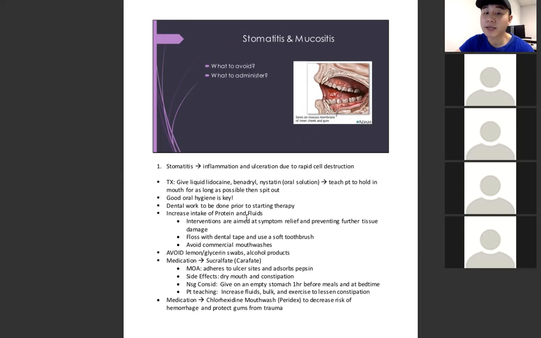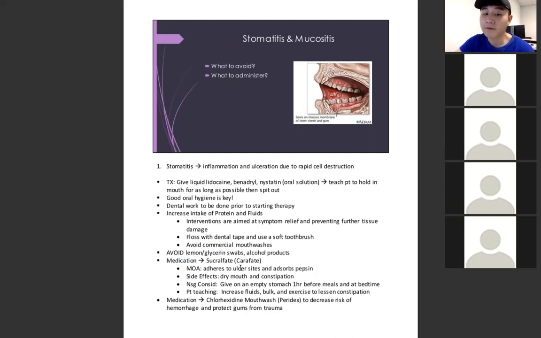We need to increase intake of protein to promote healing, and fluid to prevent dehydration of the mouth. Interventions are aimed at symptom relief and preventing further tissue damage. We floss with dental tape and use a soft toothbrush. Avoid commercial washes. Avoid lemon glycerin swabs and alcohol products, because alcohol can lead to dryness of the mouth after using. So please make sure to remember that.